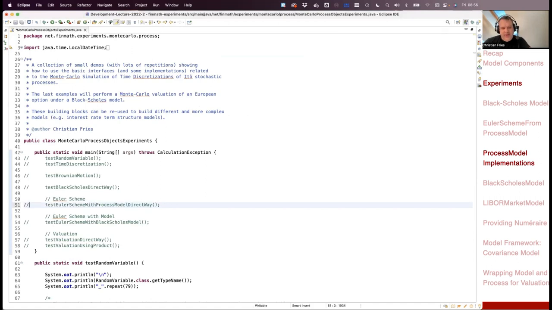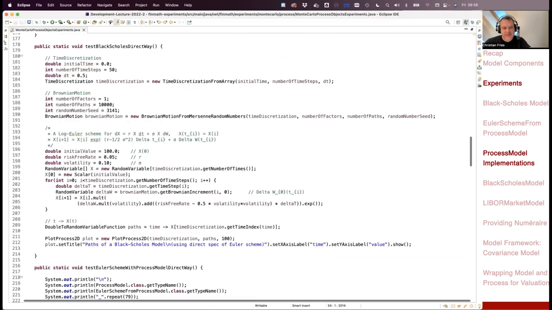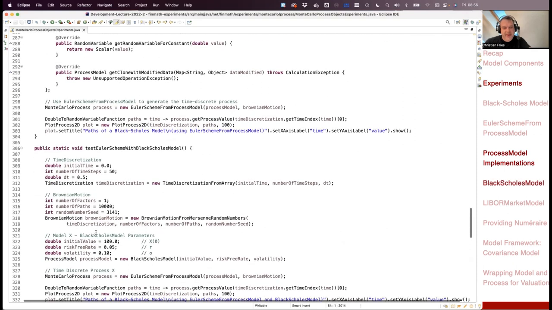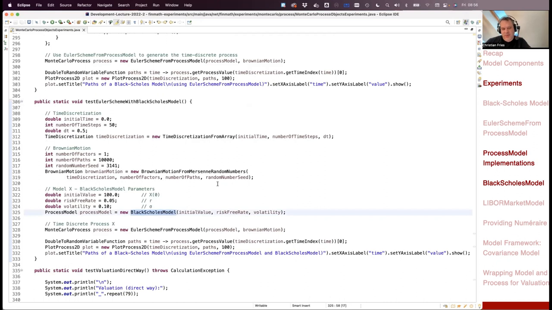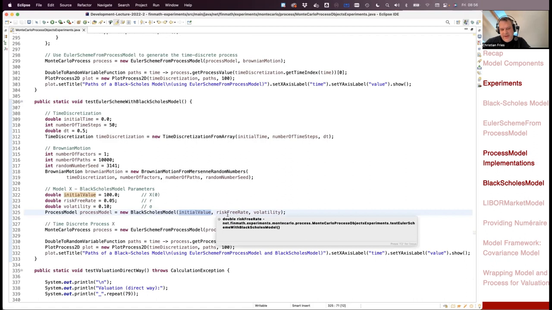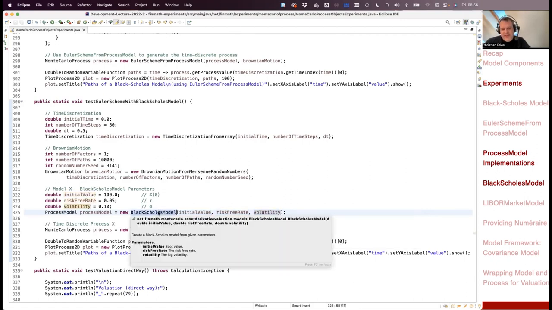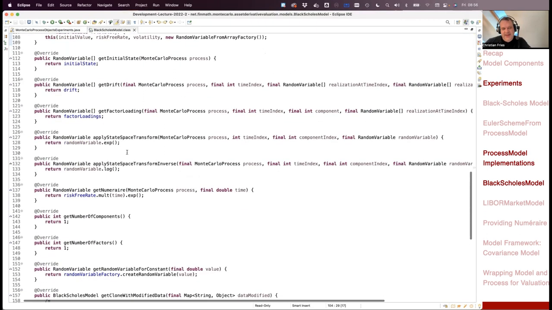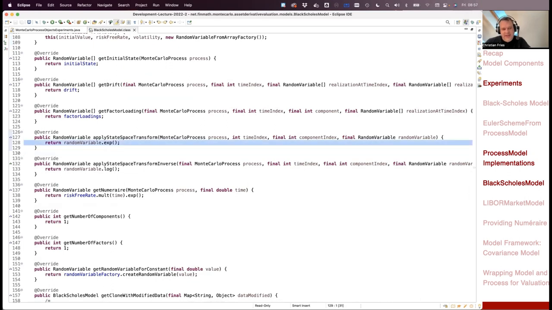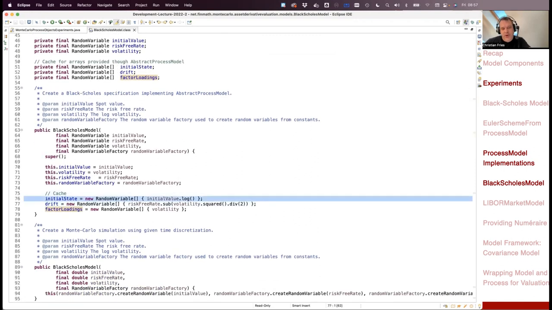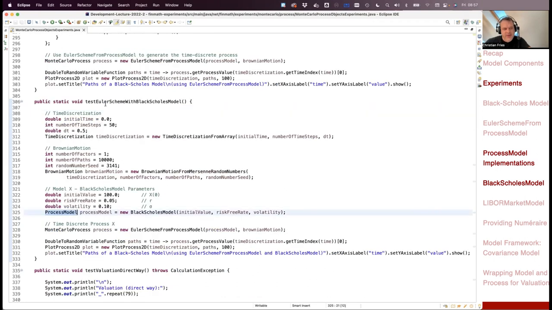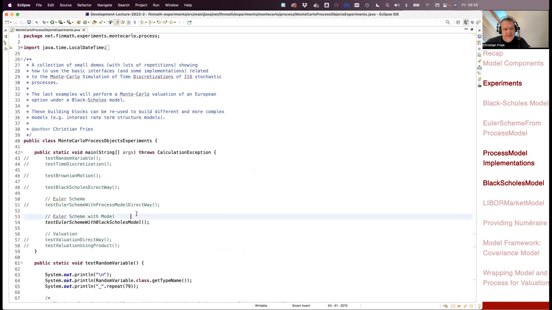Of course, you do not like to always write down these specifications. So what we have is special classes implementing this specification. There is a Black-Scholes model here that just uses our parameters, the initial value of x, r and sigma, and which has inside exactly this specification. So you see that's exactly the specification. We move to the log coordinates, the transform is the exponential, and the initial value, drift and factor loadings for the process y are just log of the initial value of x, r minus 1/2 sigma squared, and the sigma. So I could also run now this test Euler scheme with Black-Scholes model, where we use this class to provide the model. So let's run that.